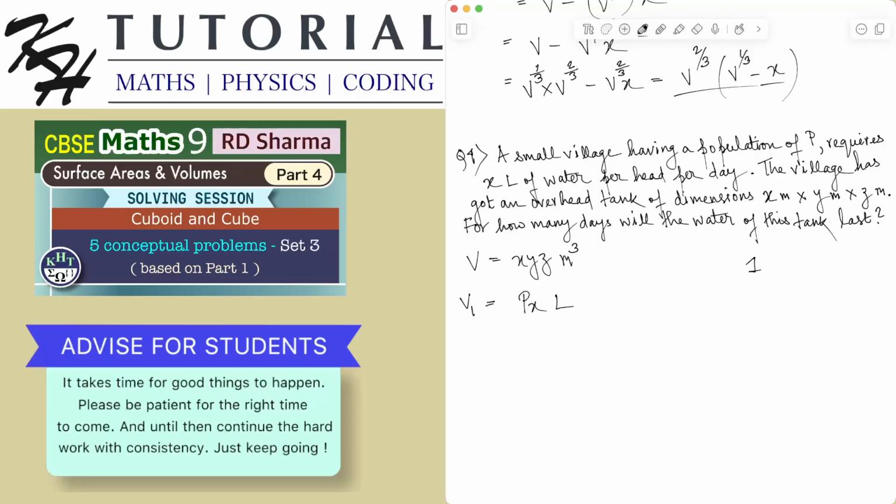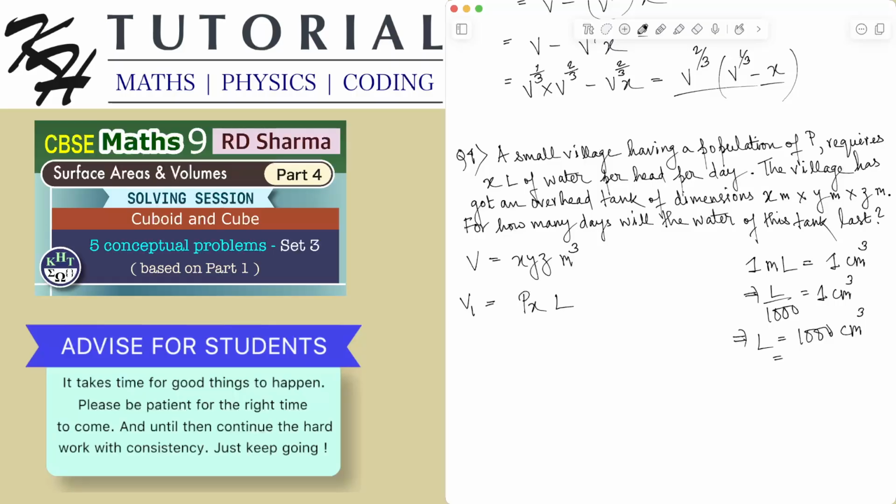If I remember correctly, 1 milliliter is equal to 1 centimeter cube. Now this implies 1 by 1000 liter is equal to 1 centimeter cube. This implies 1 liter is equal to 1000 centimeter cube. Now I have to convert 1000 centimeter cube to meter cube.